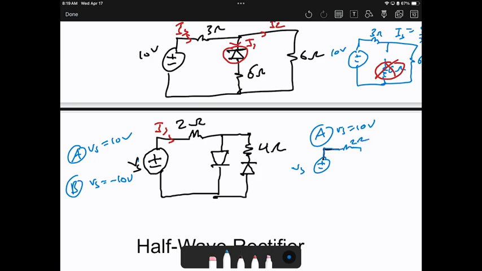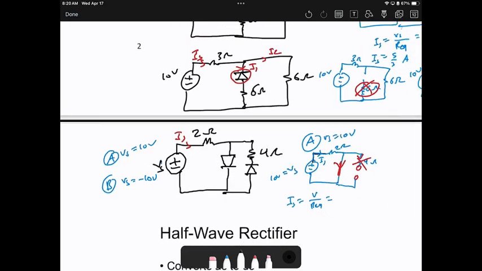V source, then the current will go out from the positive, through 2 ohms, then it will flow in the diode, which will make it a short circuit. What will happen to the other diode? Since the current is flowing this way, the diode will block it, so it will be an open circuit. Does this make sense? So here is 10 volts. Then I will be V over R equivalent, which here is 2 ohms, because the 4 ohms is an open circuit and can be removed. So it is 10 over 2, which is 5 amperes. That's scenario A.